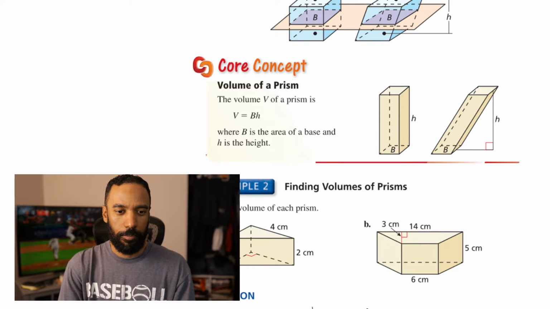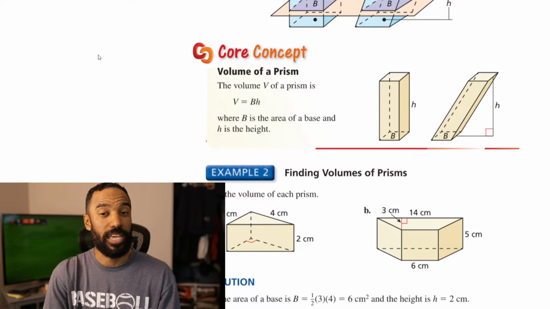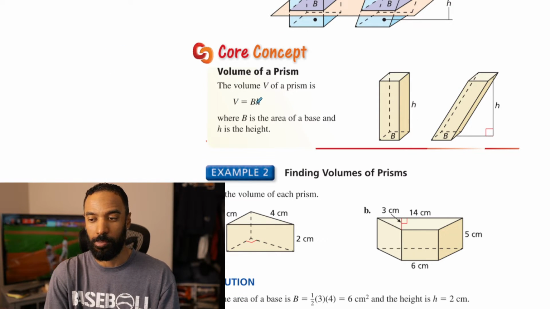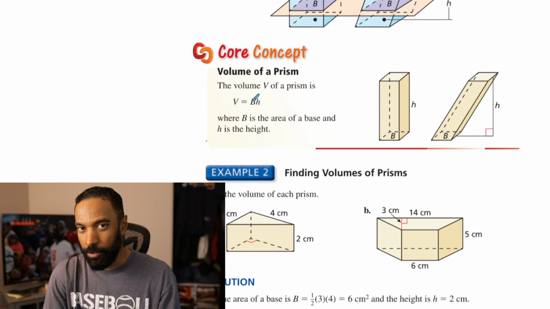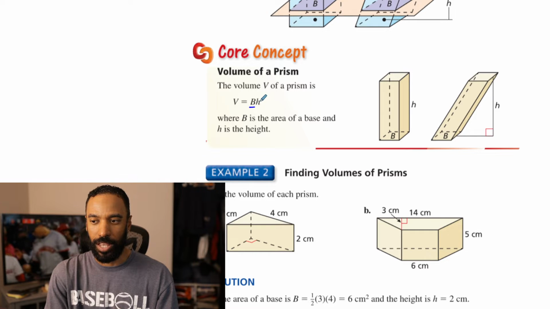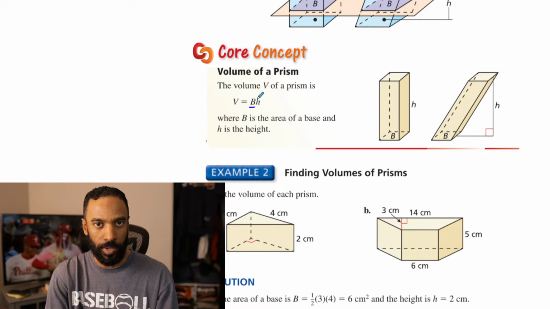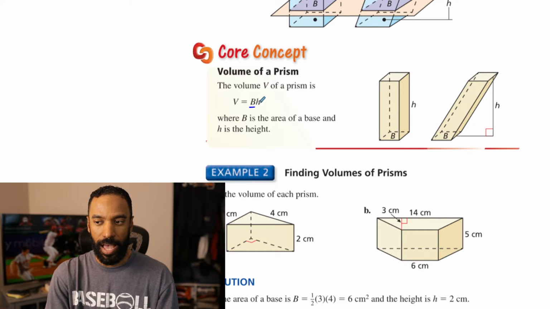All right, volume of a prism. Here's the formula, and it's a very basic formula. If you know the volume of a rectangle is base times height, volume of a prism is also base times height. The difference is this B being capitalized. Lowercase letters generally have to do with one-dimensional units, lengths. So height is a length.